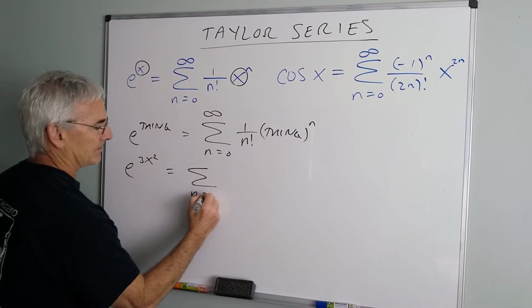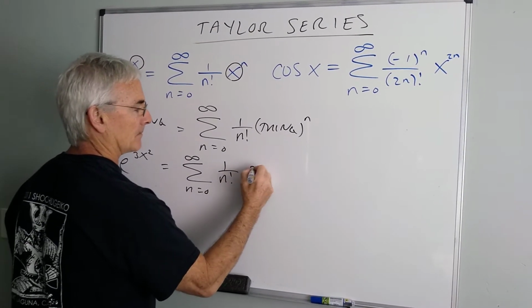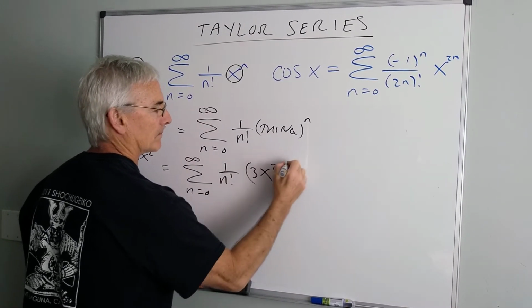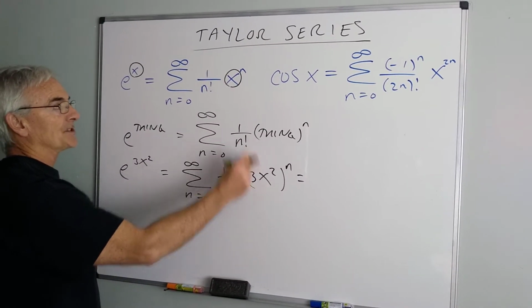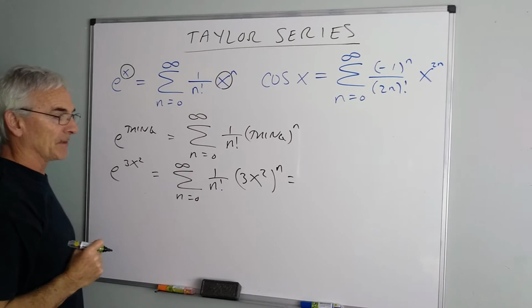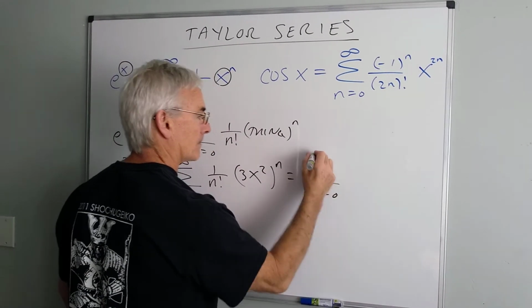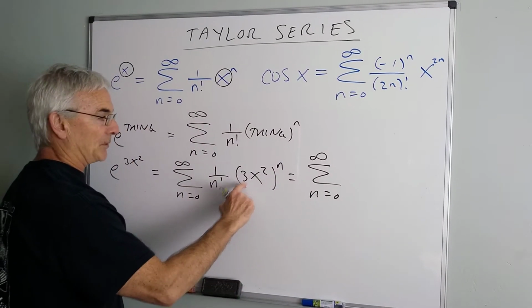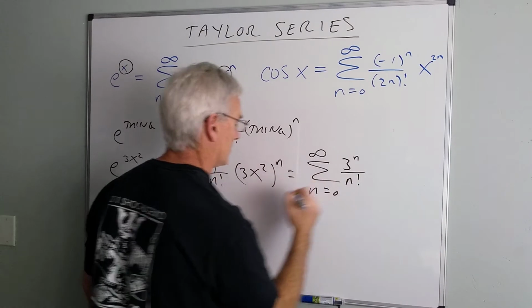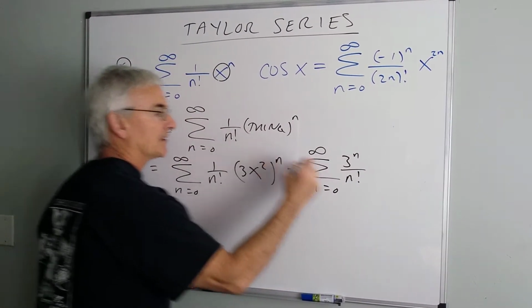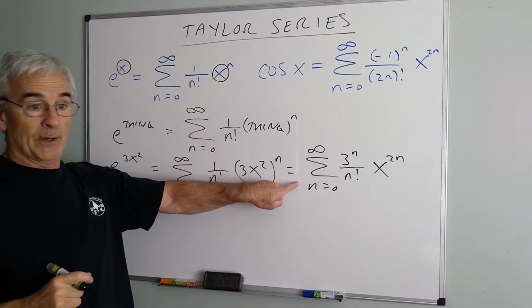But this, I can simply do the following. Now, generally speaking, when writing a power series, you always keep the x separated from the coefficient. So I'll have 3 to the nth power in the numerator, and then x squared to the nth power here. That's it. We don't have to do anything else.